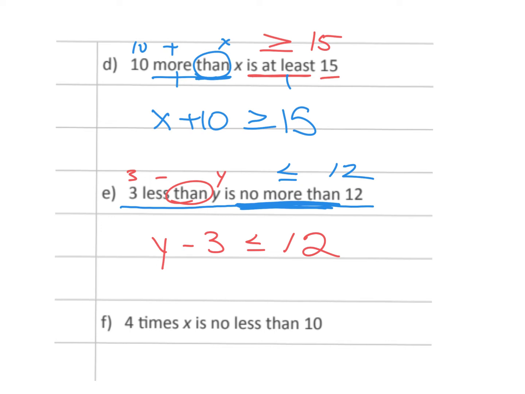Try letter F by yourself. Okay, here we go. 4 times x, so 4x is no less than. It's not less than, so it's greater than or equal to 10.